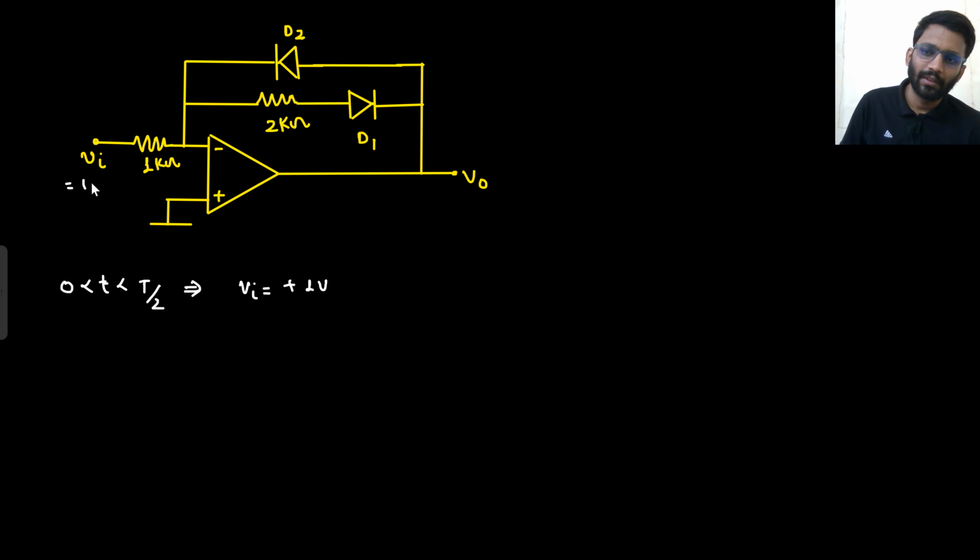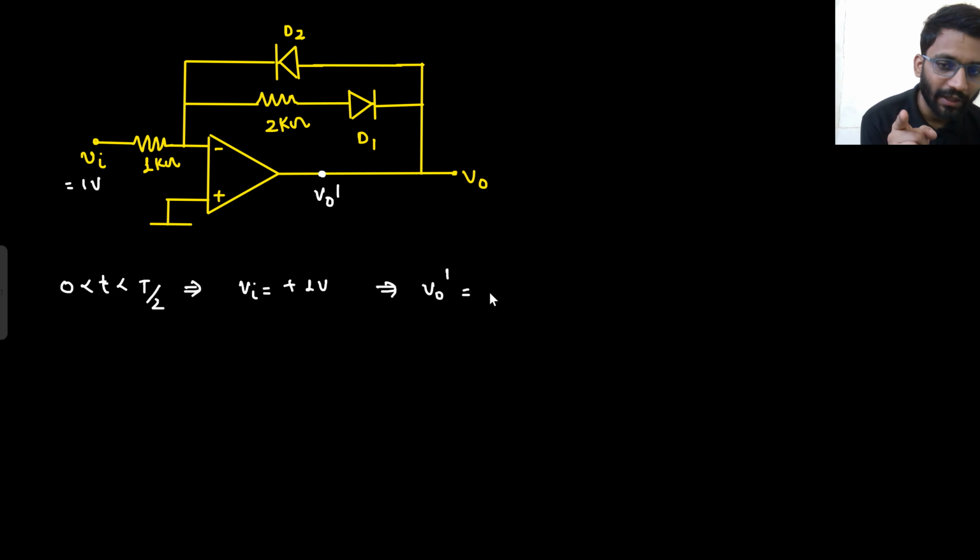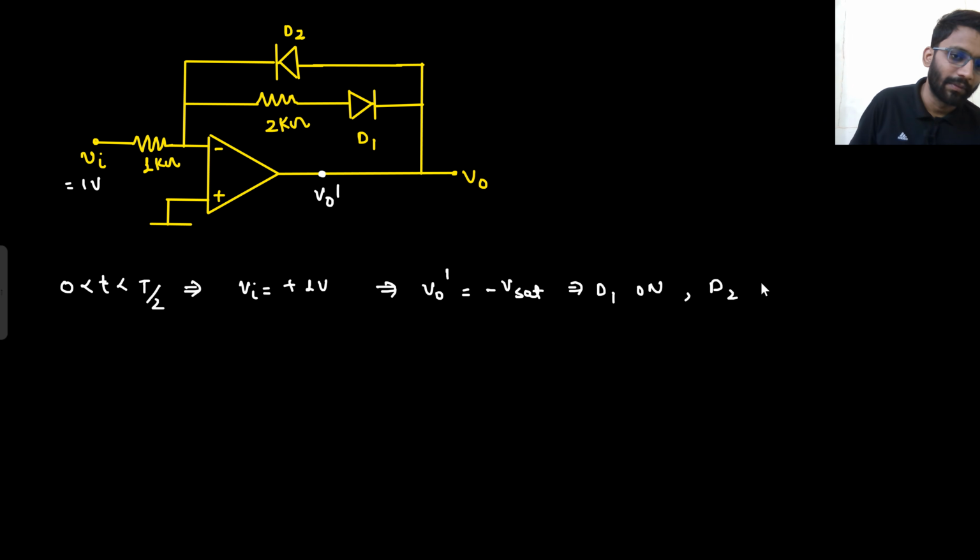If Vin is equal to 1 volt and you apply the open circuit test, what will be your output? Your output will be minus Vset. Let's just call this node V naught dash. If Vin is equal to 1 volt, then V naught dash would be minus Vset, since the negative potential is higher. If it is minus Vset, then D1 is on and D2 is off.